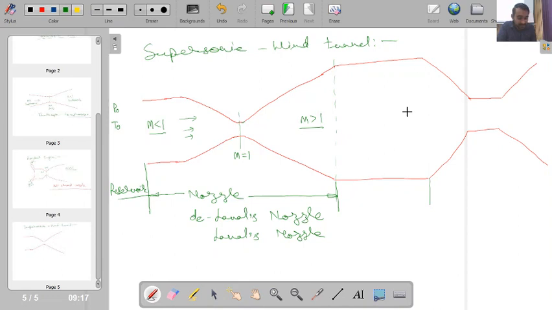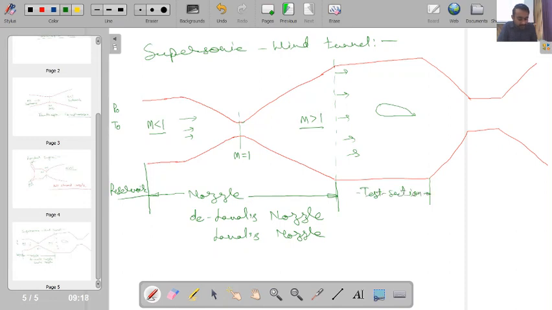So this is the actual portion where I can place my aerodynamic object, and then I can do the testing. Because what I want is to test the aerodynamic object under the supersonic flow situation. So at this point my velocity has become supersonic. After this I don't want to make any changes to the flow situation, because I achieved the desired flow conditions. So then in a constant area section I can place my aerodynamic objects and do the testing. So this will be my test section over here.